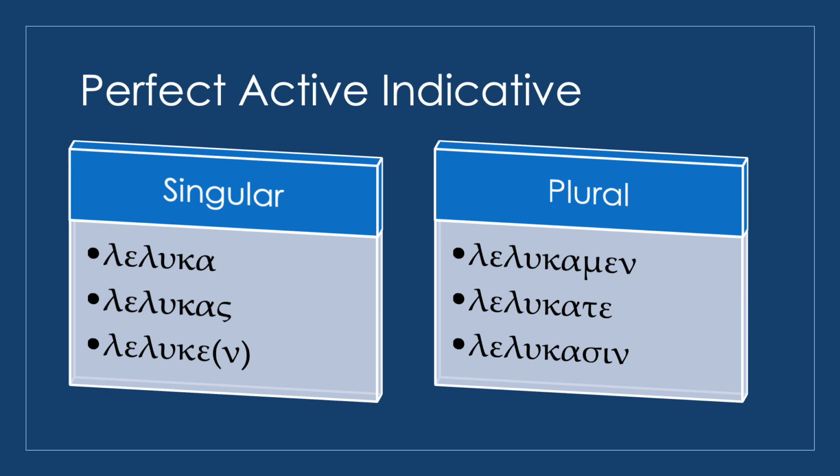So leluka, lelukas, leluke. These endings echo the endings that we've seen before, but adding the doubling of the consonant, so l becomes lel with the extra epsilon, and then similar endings after the kappa, and the plural looks very much the same. Lelukamen, lelukata, lelukasin. So the endings are either very similar to other tenses or exactly the same to other tenses. Just remember those three things that are being added: the doubling of the first consonant, the epsilon augment, and the kappa. And in most cases, of course, we also have a thematic alpha.